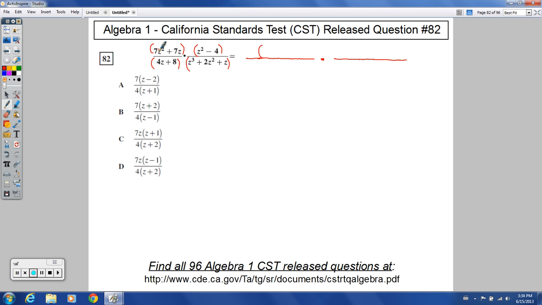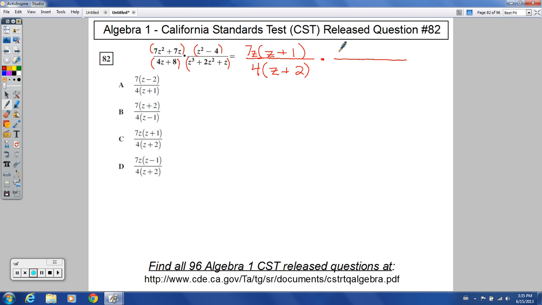Think about each part as one problem by itself. So we have 7z, I can factor that out of both parts here. And then 7z times z would give me 7z squared. 7z times just 1 would give me 7z. So that is the factored form of this. Over here, you factor out a 4, and you'd have times z plus 2 in parentheses here. So that's the factored form of 4z plus 8.